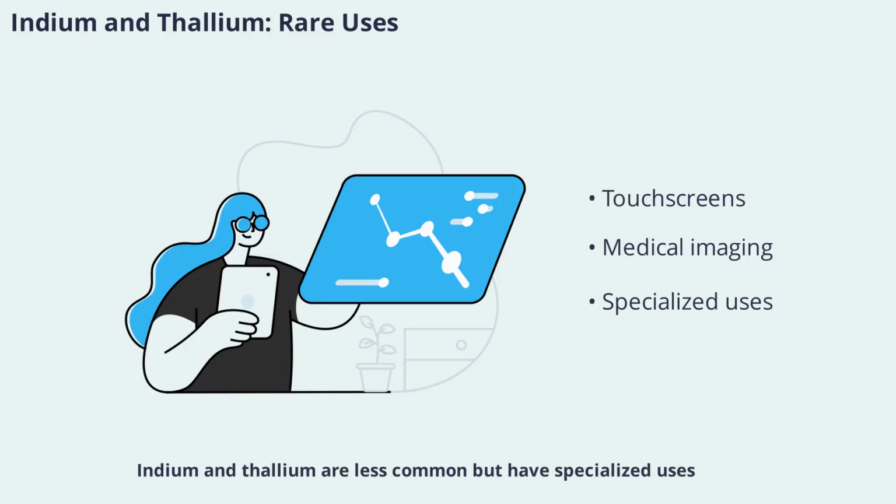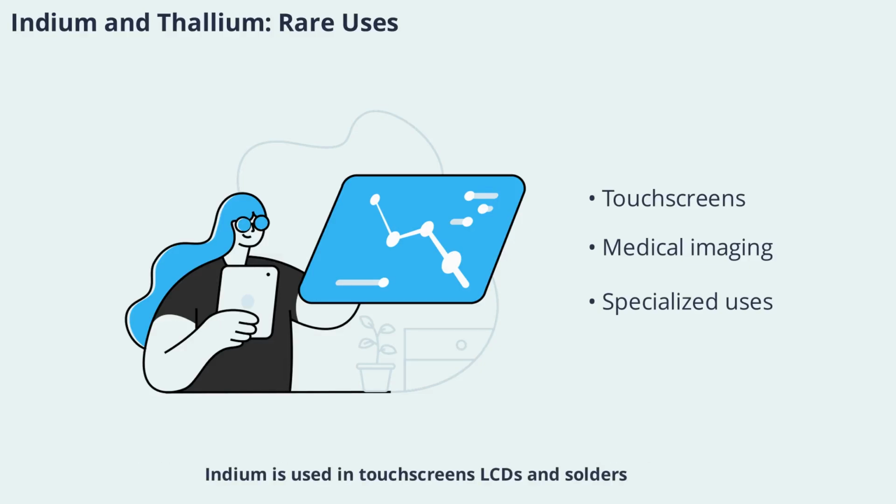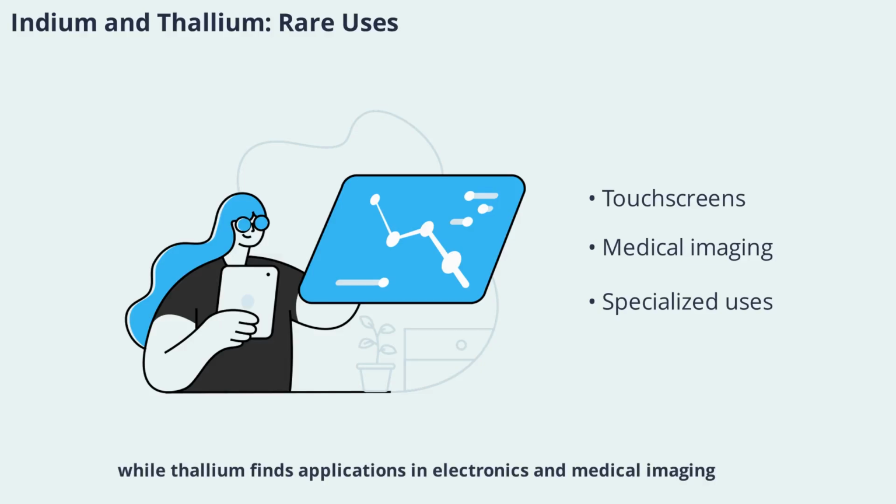Indium and thallium are less common but have specialized uses. Indium is used in touchscreens, LCDs, and solders, while thallium finds applications in electronics and medical imaging. Both elements are toxic and require careful handling. Their unique properties make them valuable in niche technological applications.